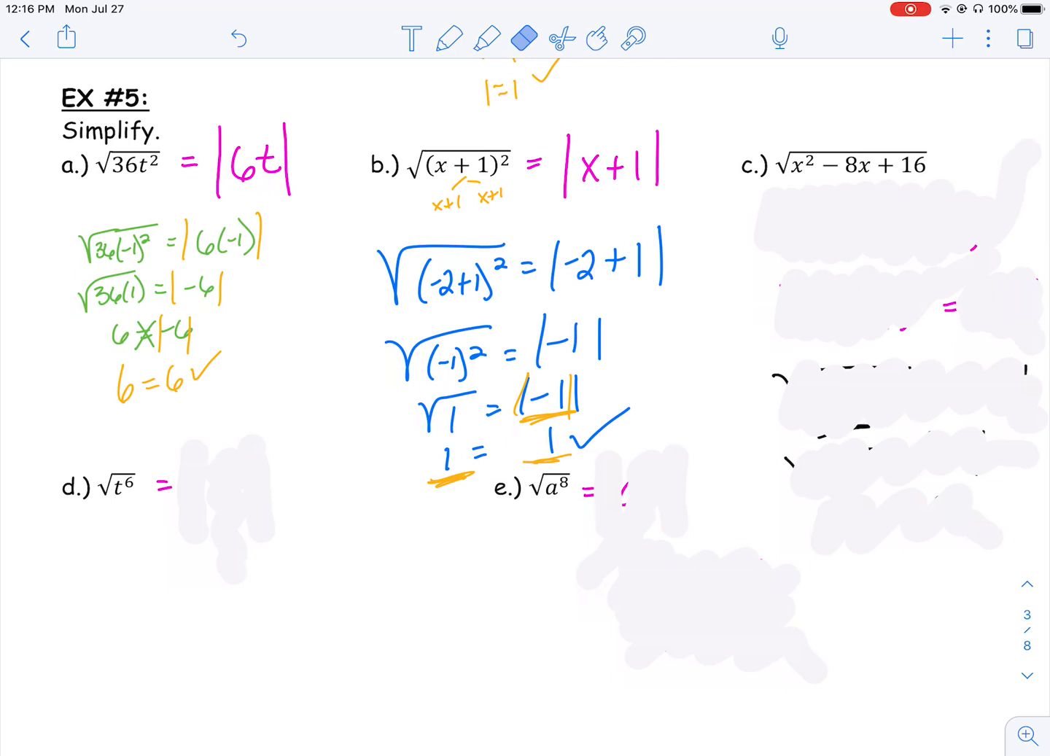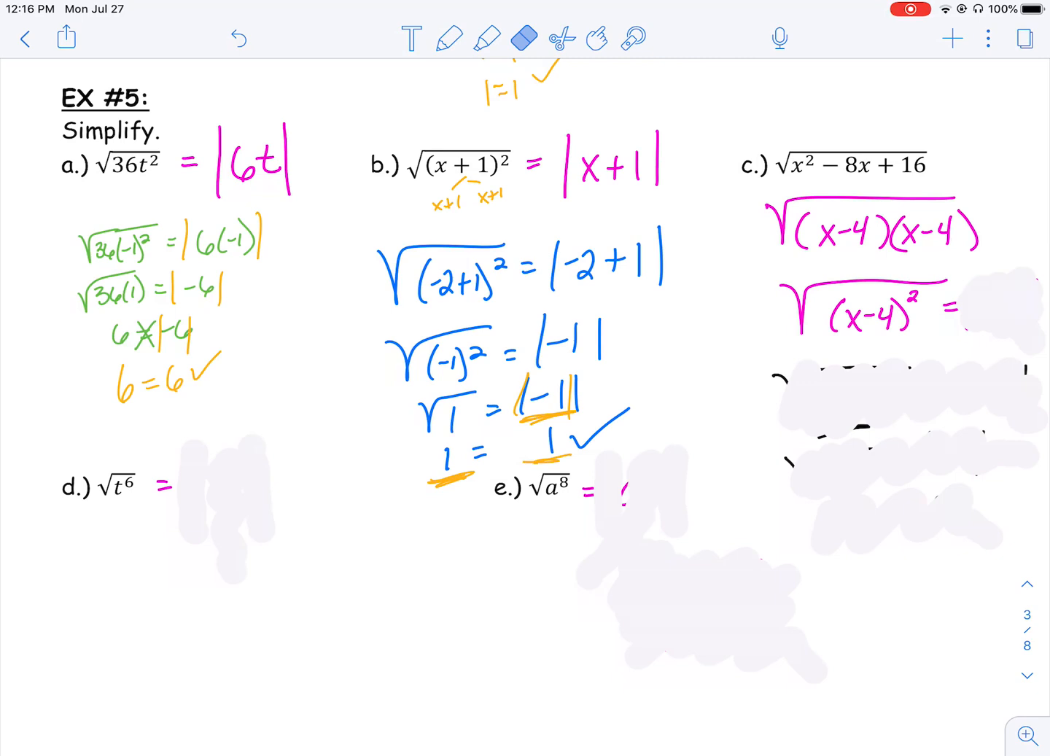Okay, so let's see. It looks like this is a basic factor: numbers that multiply to 16 that add to -8. So I ended up getting x minus 4 and x minus 4. And you notice that it's the same exact quantity twice. So instead of writing it twice, could I really say that I have an x minus 4 squared?